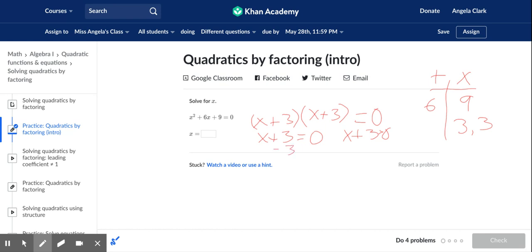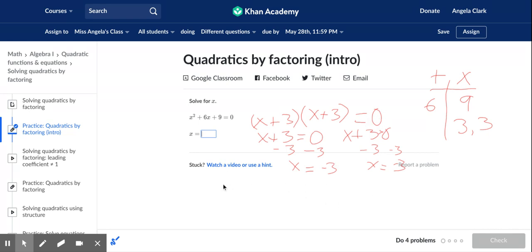Now, these are the same, so I would just subtract 3. I get x equals negative 3, subtract 3, x equals negative 3. So it turns out I only have one solution because they are the same. Now, this is a rare thing that does happen, but again, it's rare, where you have a quadratic that only has one solution. Very rare, does happen. And this is the situation in which it happens, is when you have the same term, the same thing being multiplied together set equal to 0.